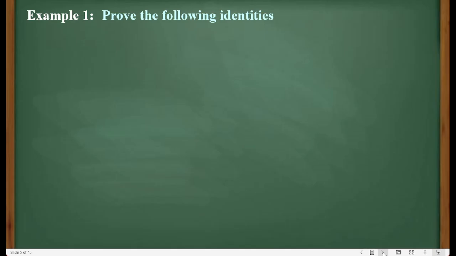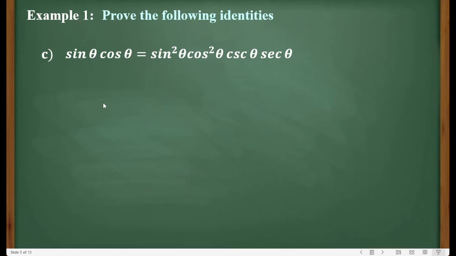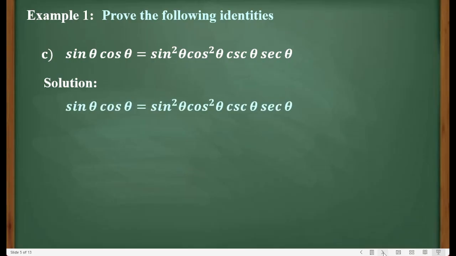Next, letter C. How about this one? Sine theta cosine theta is equal to sine squared theta cosine squared theta cosecant theta secant theta. Again, we're going to simplify one of those two sides of the equal sign. Let us rewrite the given equation, and at this point, we are going to choose again the right side.